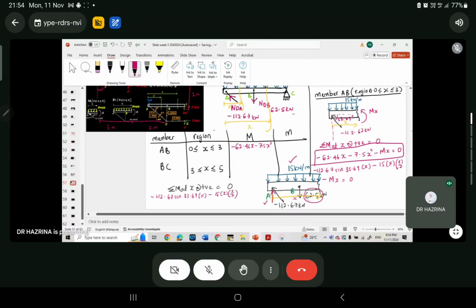Sekejap, tadi negatif. Okay, so ni you akan lawan jam. Okay, negatif 62.5. Okay, darab dengan, so you ada X tolak berapa? X tolak 3 lah. X tolak 3. And then you plus MX.